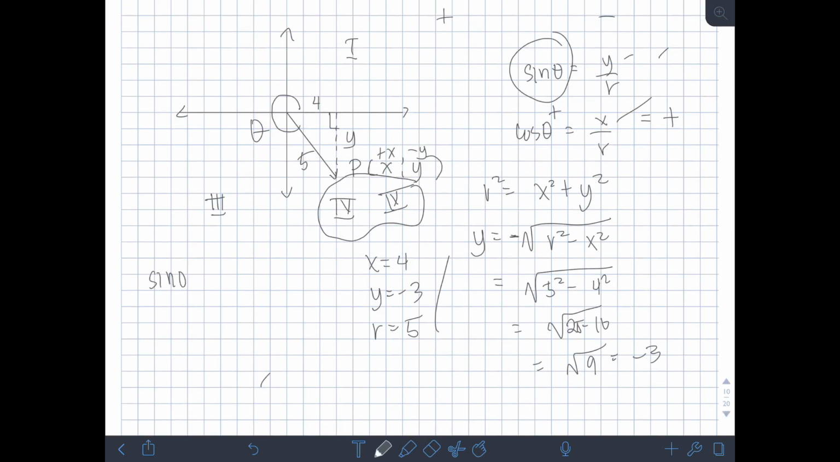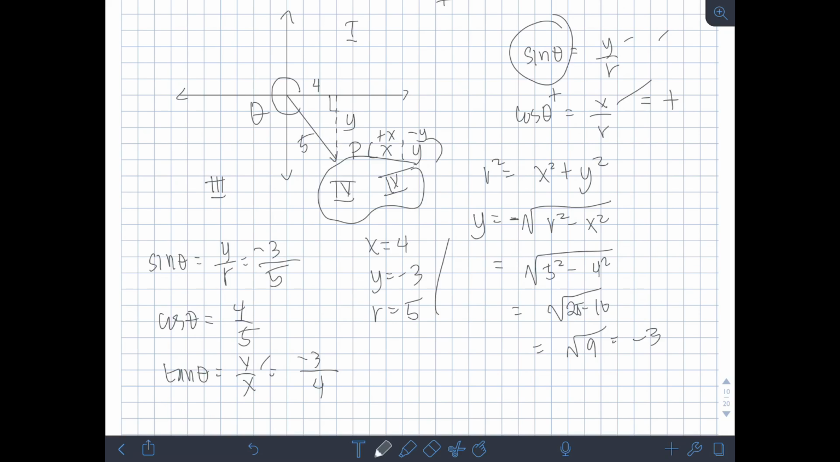So sin theta is equal to y over r. So, we have y is negative 3 over r, which is 5. So, we have negative 3 over 5. Cosine theta is given na yun, diba? 4 over 5. Tan theta is y over x. So, we have y is negative 3 over x is 4. So, negative 3/4.